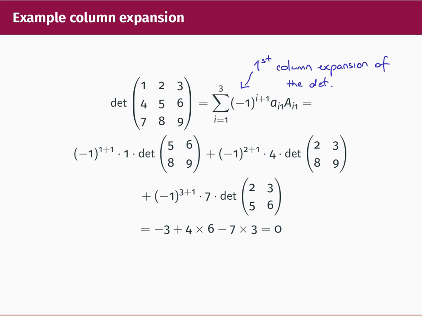Finally, we've got a bunch of 2 by 2 determinants here which we can work out using our formula for a 2 by 2 determinant, and you'll see that what you get is minus 3 times 1 plus 4 times 6 minus 7 times 3, which is 0. Actually, we already know that the determinant of this matrix should be 0 because we've seen it before as an example. We computed its row-reduced echelon form. We found that row-reduced echelon form was not the identity. Therefore, this matrix is not invertible. Therefore, it should have determinant 0, and as you can see, it really does.